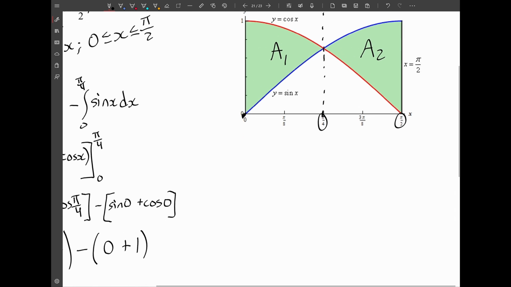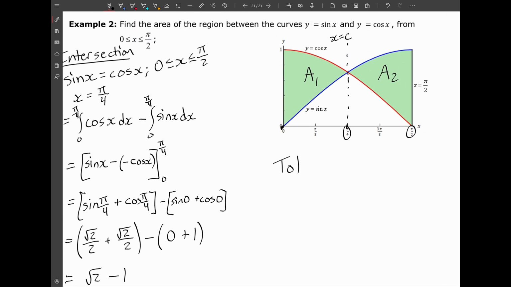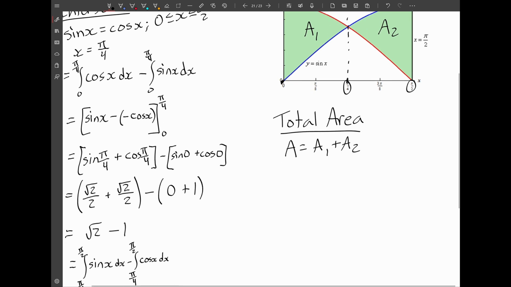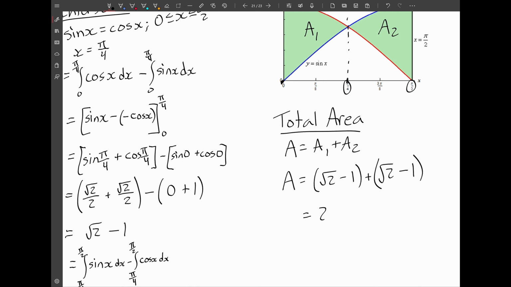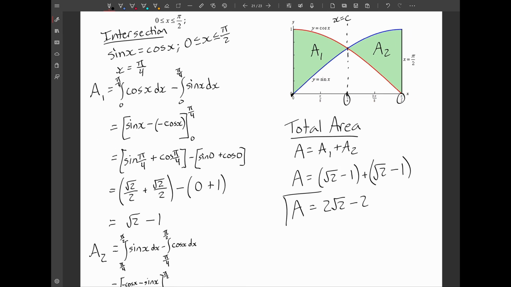Crazy, huh? So anyway, total area is then just going to be A1 plus A2, which is going to be root 2 minus 1 plus root 2 minus 1, or, just another way of saying that would just be, hey, this is 2 root 2 minus 2, just doubling it. And there we go. That's our area.